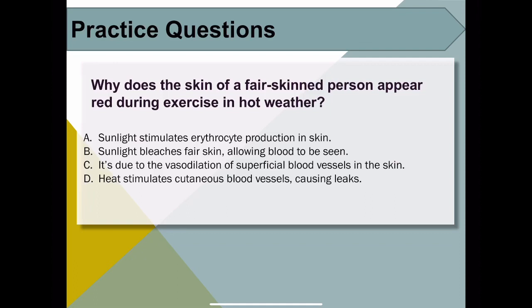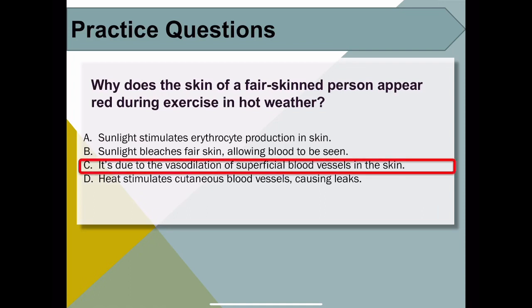Why does the skin of a fair-skinned person appear red during exercise in hot weather? Well, in hot weather, it promotes vasodilation to cool down the body, and that leads to more blood rushing to that area, resulting in that red pigmentation of the skin.